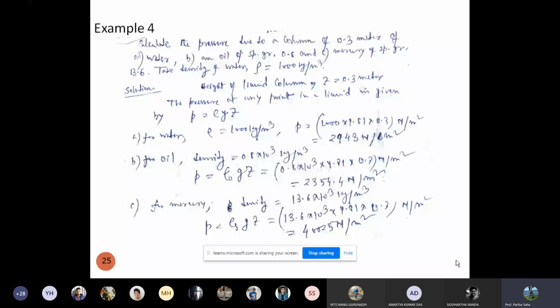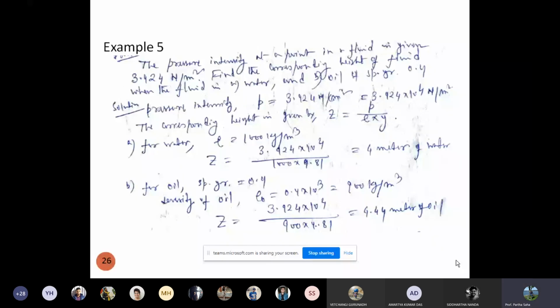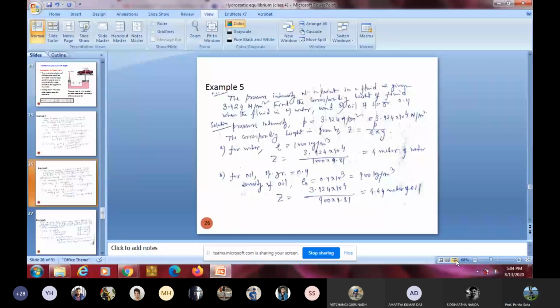Another problem is given. How many slides are left? Okay, another 5 slides left. Let's continue.